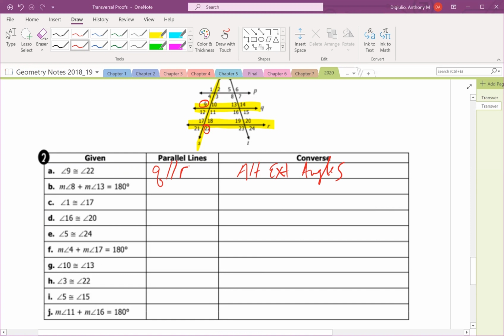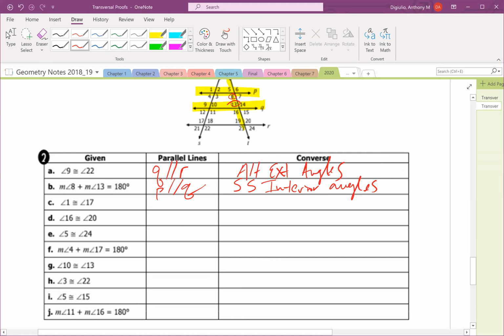All right. Same thing with the next one. We've got 8 and 13. They add up to 180 degrees. So I'm going to highlight my 2 lines, or I guess 3 lines that I'm looking at. All right. Based on those lines, I see that these two are going to be same side interior angles. And same side interior angles are supplementary when the lines are parallel. So which 2 lines are parallel? Well, it's going to be P parallel to Q.